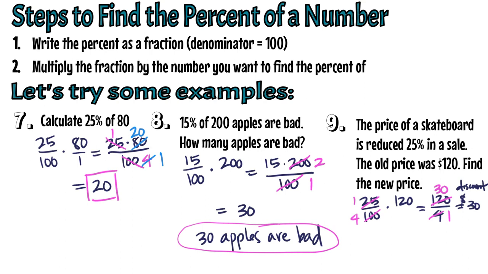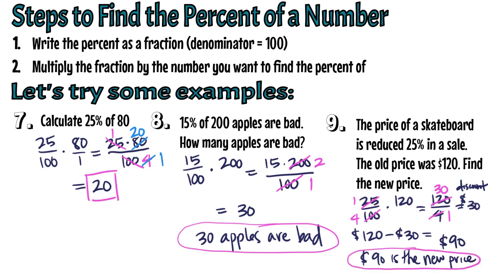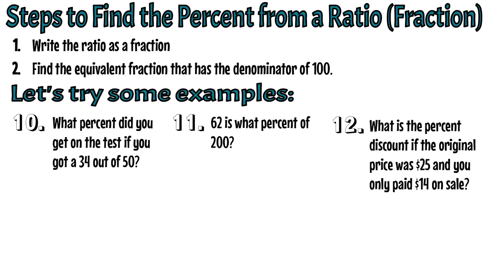So the new price would be the old price, which was 120, minus our discount, which is 30, and that's going to equal $90. So we can write $90 is the new price. So be sure that whenever you're given a word problem that you answer the question that is being asked. Also be sure that you include a phrase that just talks about what the question is about, and be sure to include units.